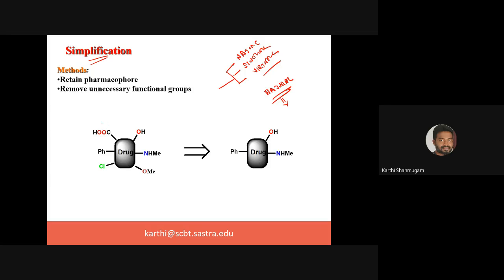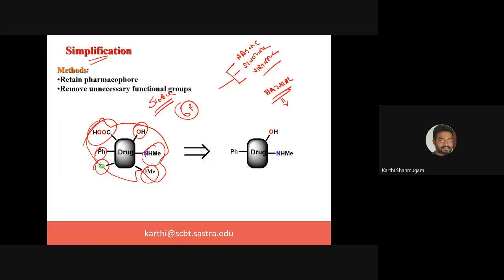So here, for example, assume that this is a natural compound you are interested in. If we ask whether this compound is simple or very complex, we can say it's a very complex structure because it has so many functional groups. You can see OH group is there, NHMe is there, OMe is there, Cl, Ph, COOH, right? So almost 6 functional groups are present in one single compound. So definitely it is not going to be a very simple compound, and synthesizing it is not going to be simple in laboratory conditions.